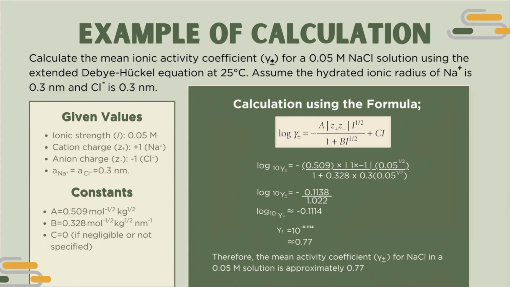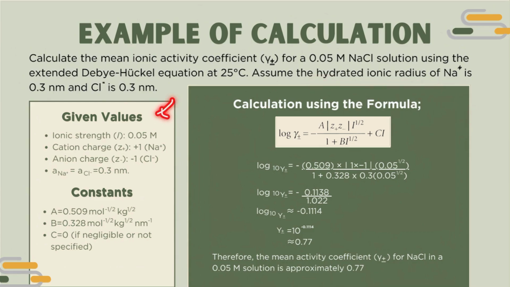Now we're going to move to an example calculation using the extended Debye-Huckel equation. The question asks us to calculate the mean ionic activity coefficient, gamma plus-minus, for a 0.05 molar sodium chloride solution using the extended Debye-Huckel equation at 25 degrees Celsius. Assume that the hydrated ionic radius of Na plus is 0.3 nanometer and Cl minus is 0.3 nanometer. We need to know that the hydrated ionic radius stands for a of both ions.